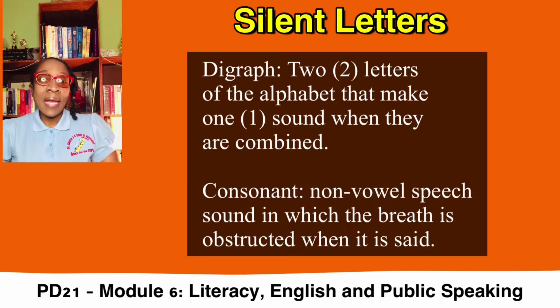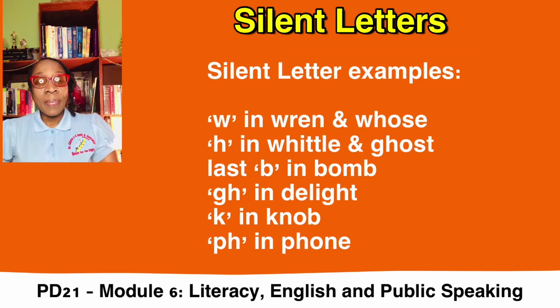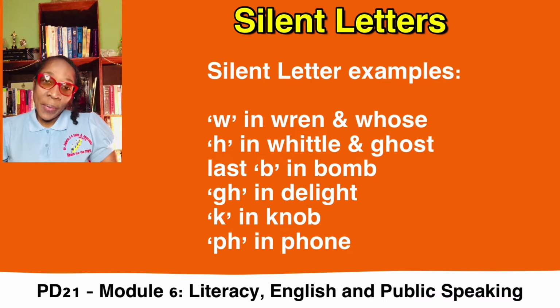Many words contain digraphs and consonants that are not sounded when you say the word. For example, the W in wren, W-R-E-N, whose, W-H-O-S-E, the H in the word whittle, W-H-I-T-T-L-E, ghost, G-H-O-S-T, the last B in the word bomb, the G-H in the word delight, the K in the word knob, the PH in the word phone, P-H-O-N-E.